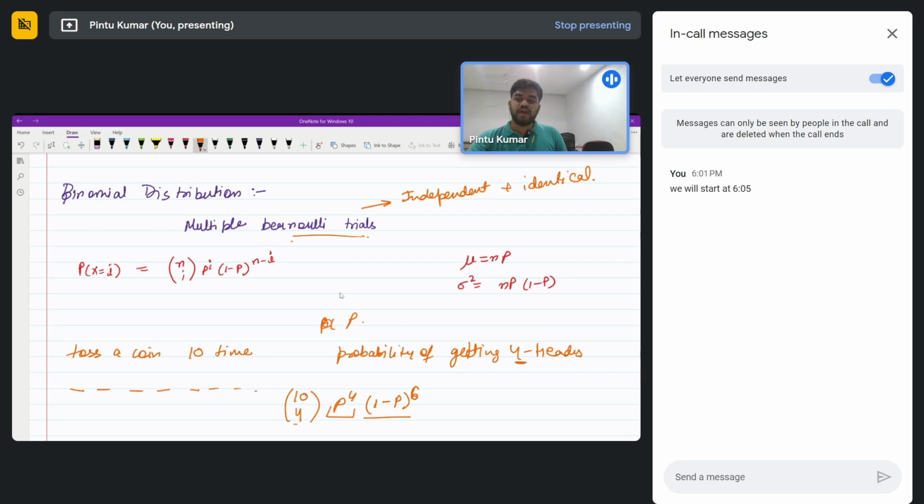So if you have, let's say, n independent and identical Bernoulli trials, then the probability that you will get x equal to i is given by nCi, that is, you are choosing i positions from n positions, p to the power i because i times your event has occurred, and 1 minus p to the power n minus i because your event has not occurred for n minus i times. Okay. So this is your probability mass function for binomial distribution. Any doubt till this point?